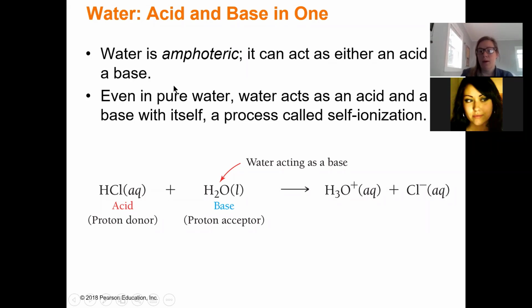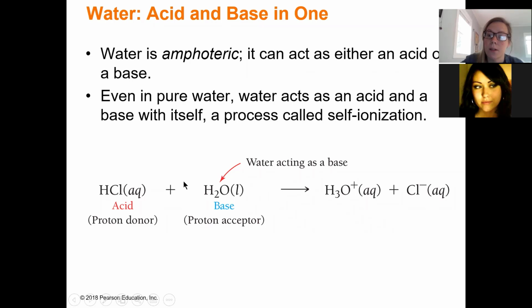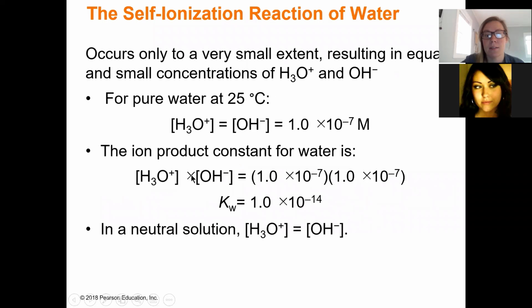So we talked about water can act as either an acid or a base, which means that it's amphoteric. Even in pure water, with only water molecules, there's a process of self-ionization where one water molecule will transfer a hydrogen to an adjacent water molecule, producing a temporary H3O plus and an OH minus.